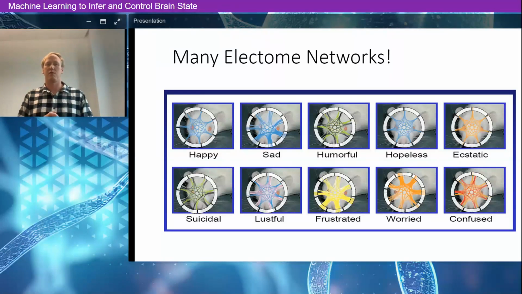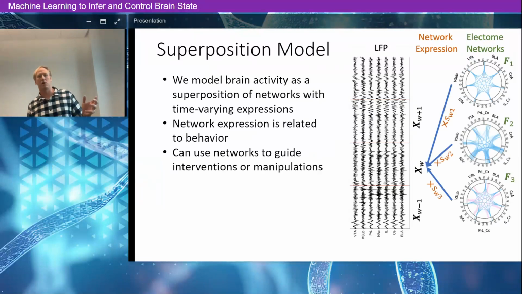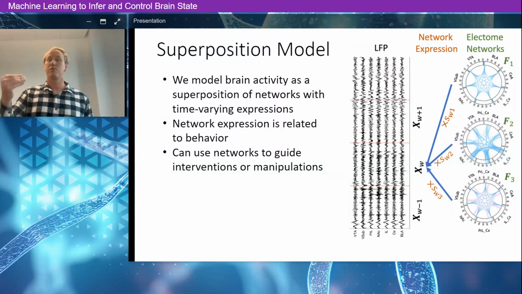How do we have these two different brain networks? So when we start to talk about our model here, we are going to be using a superposition model of these brain networks. What I'm showing you on the right is what the superposition model looks like. At the very far right, in green, in the electome networks, we have F1, F2, F3. These are 3 different brain networks.